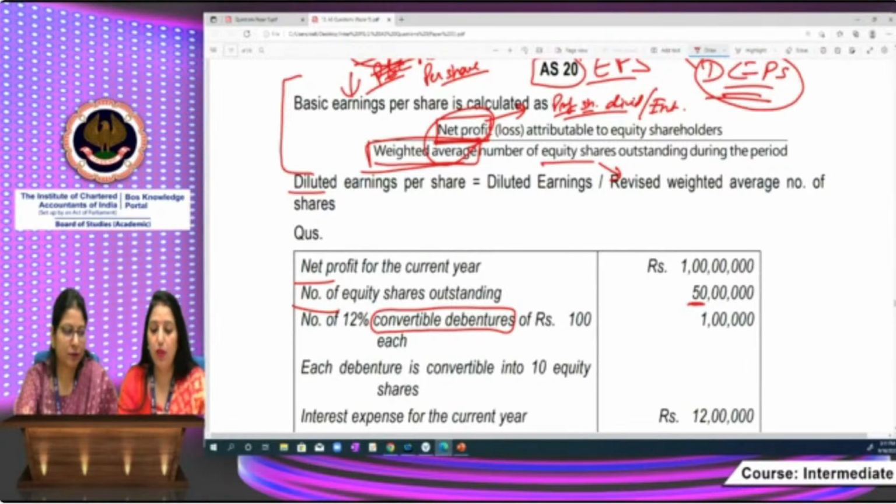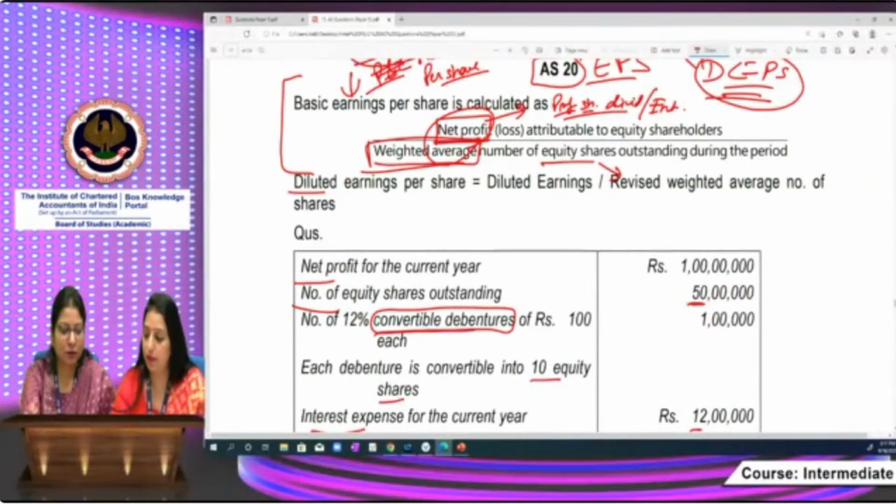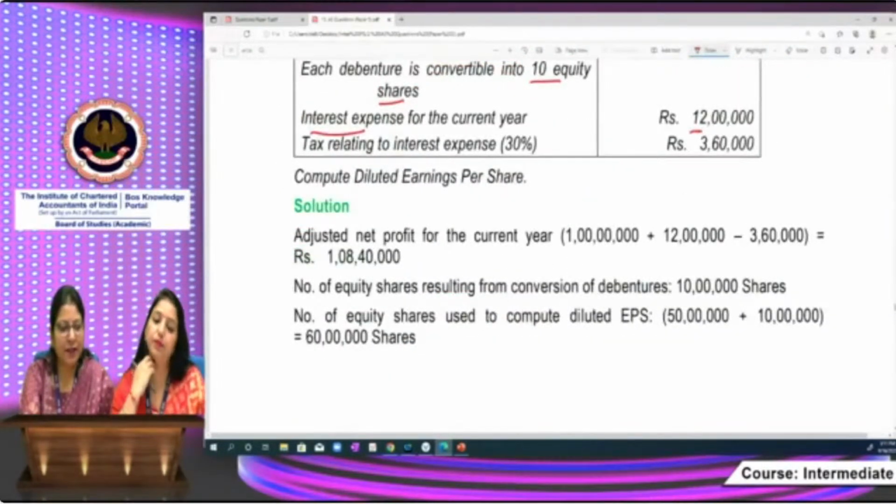Potential equity shares can be dilutive or anti-dilutive. So we have net profit, equity shares, convertible debentures, and how can we convert it? It says that each debenture is convertible into 10 equity shares. And the interest expense for the current year is also provided. It's 12 lakh. It means 1 lakh debentures into 10, that means 10 lakh shares will be issued.